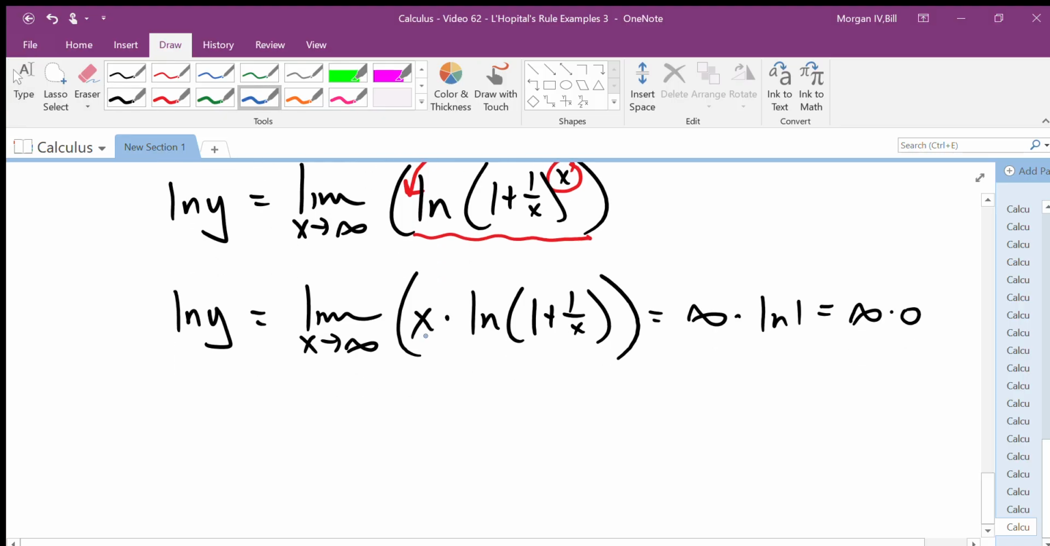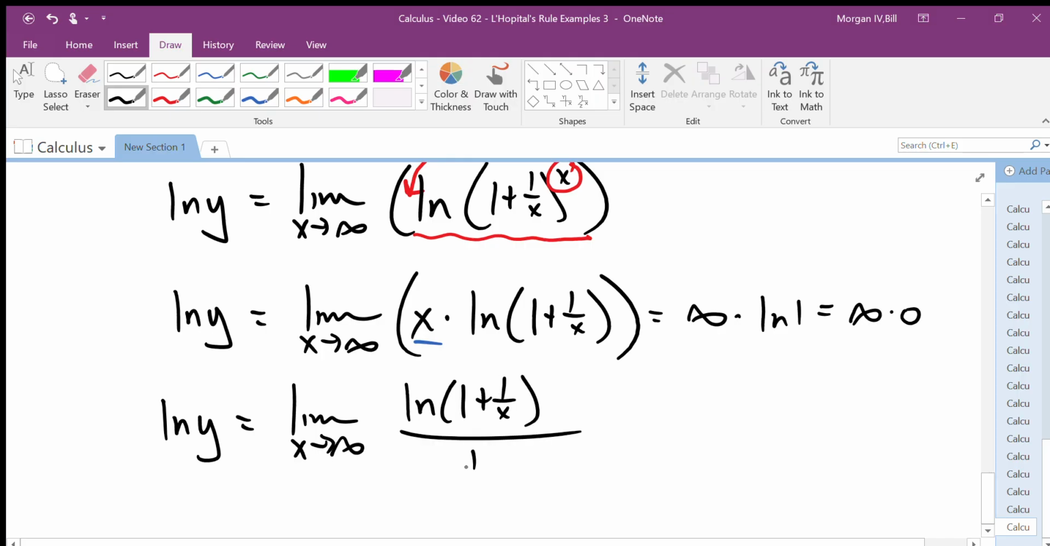What I'm going to do is take the x that's right here and rewrite that in the denominator as 1 over x. So I have the natural log of y is the limit as x goes to infinity of the natural log of 1 + 1/x over 1/x. Right? So dividing by 1 over x is the same thing as multiplying by x. I haven't changed anything. Now when I let x go to infinity, I get the natural log of 1 over 0, which is 0 over 0.